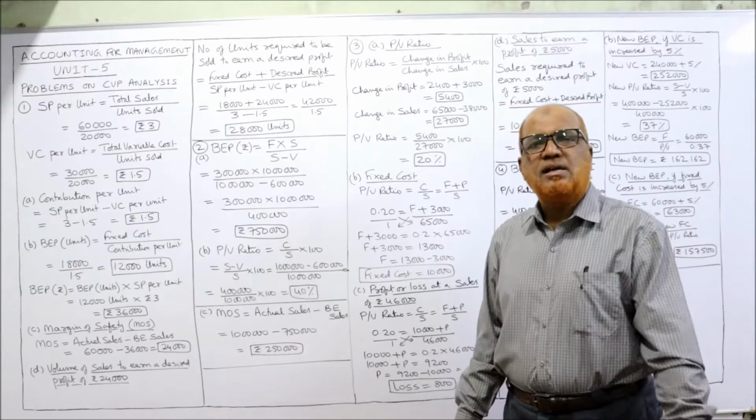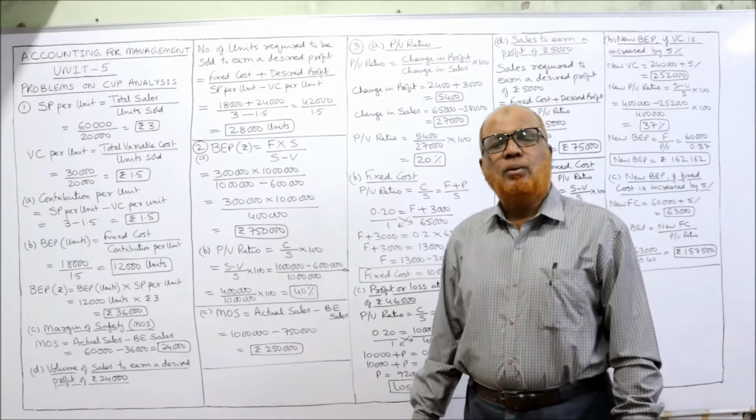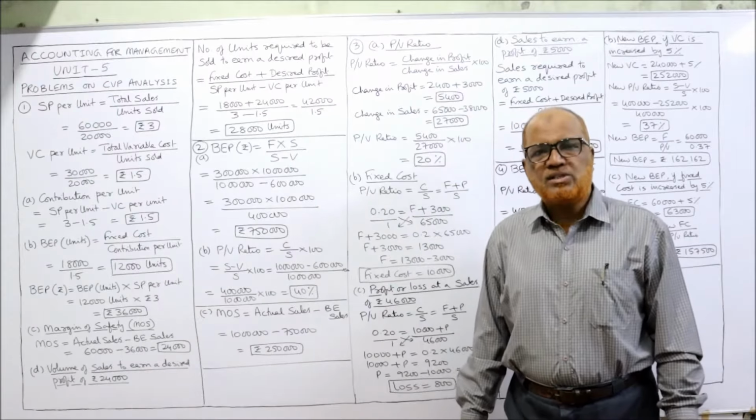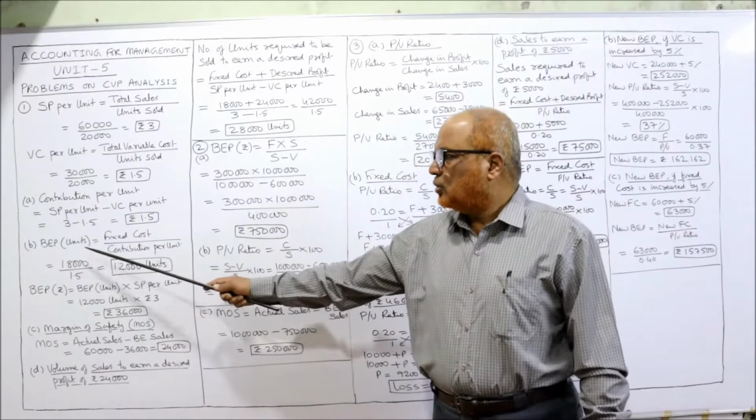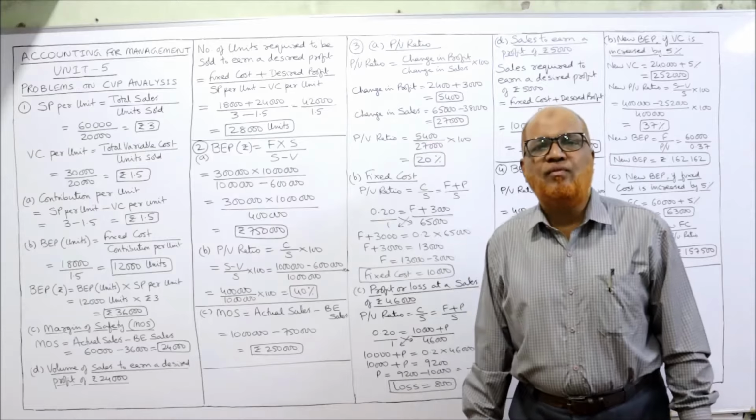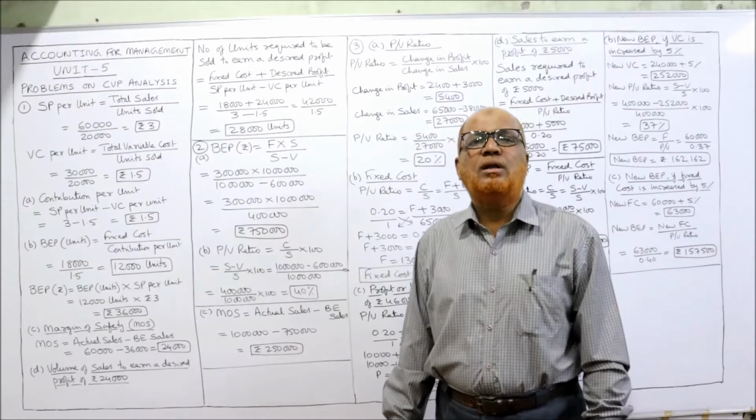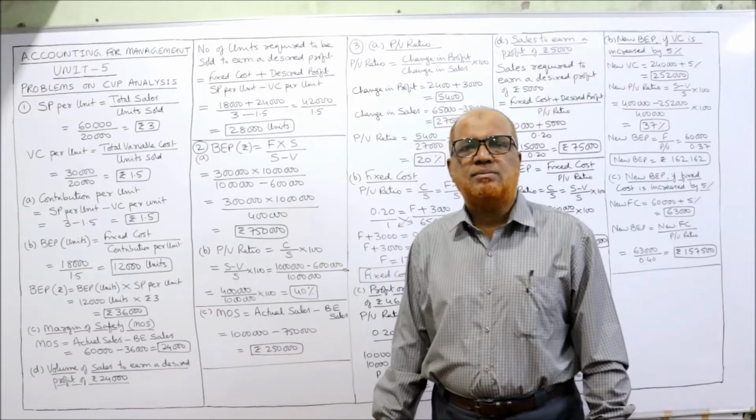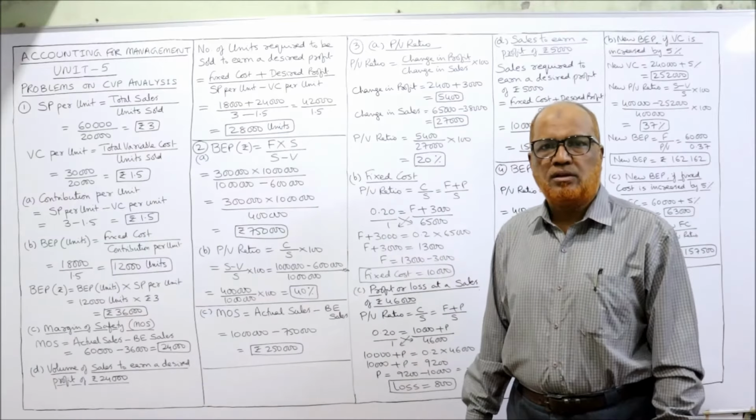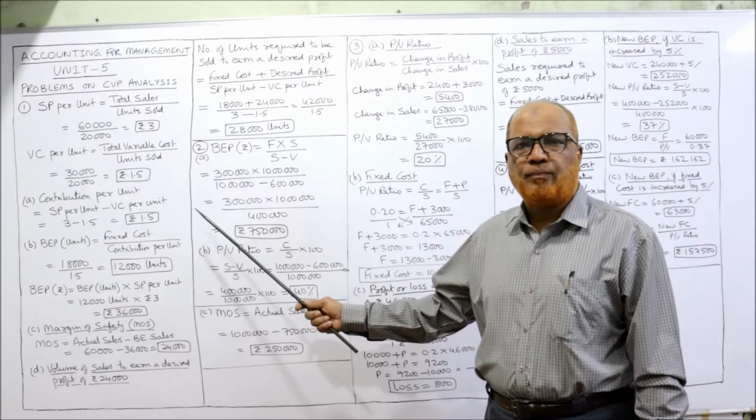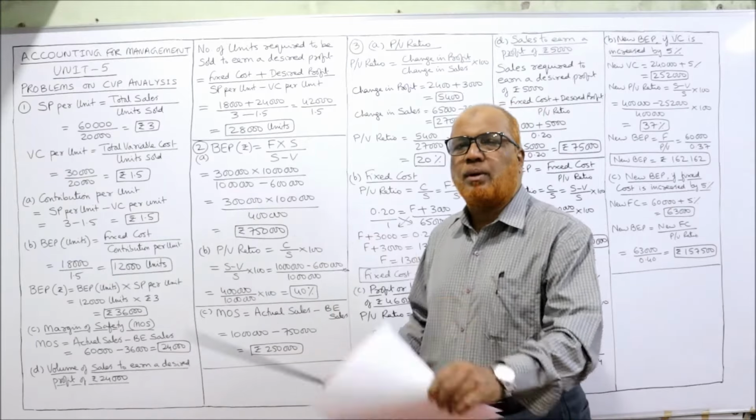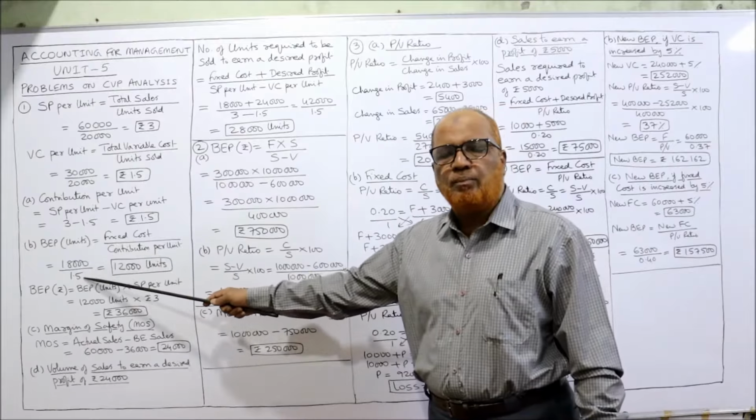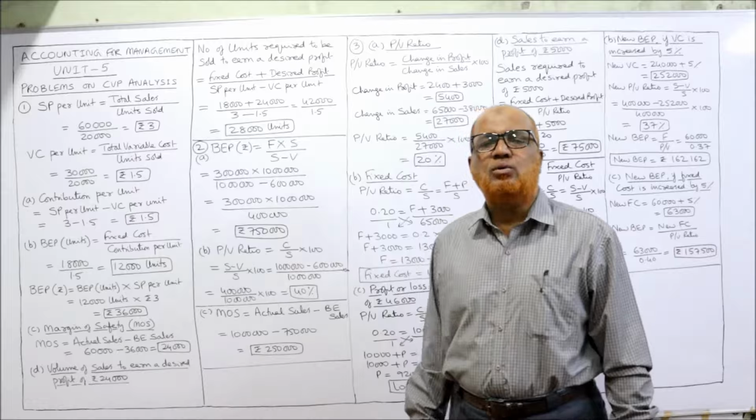First question completed. Second, break-even point, BEP. The break-even point can be calculated in units and also in rupees. First we calculate BEP in units. The formula is fixed cost divided by contribution per unit, or fixed cost divided by selling price per unit minus variable cost per unit. Contribution per unit we already have. The fixed cost given in the problem is 18,000 and contribution per unit is 1.5, so 18,000 by 1.5 is 12,000 units.